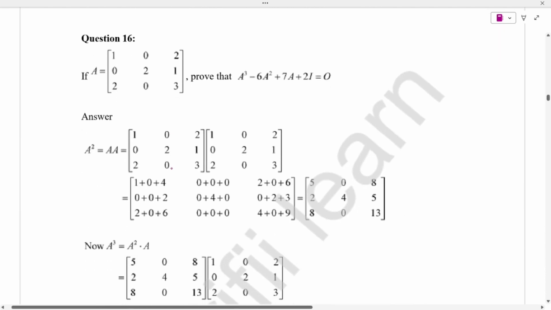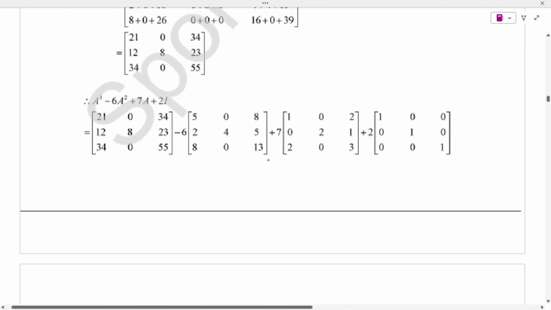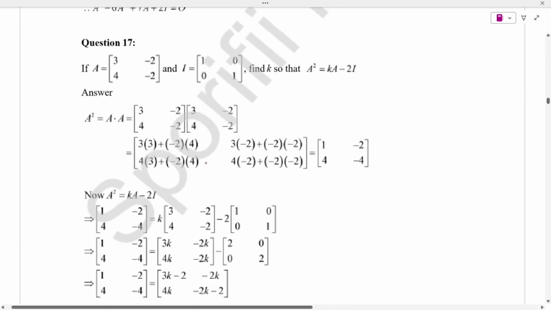Next question is the 16th question. Prove that, the same way you need to find out. That means first you need A cube, 6A square, 7A plus 2I. If you do all this, you will get the answer 0. See, the steps are here, the answer is 0. Now they have given this a bit tricky. A is equal to some matrix, I is equal to identity matrix, find k. We need to find out the value of k.